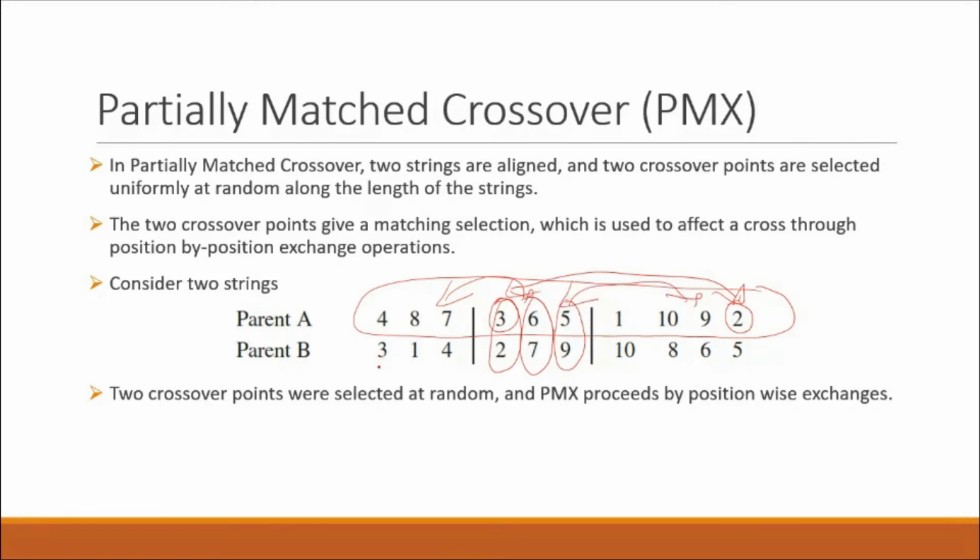In parent B also, 2 and 3 are swapped. Then 6 and 7 are swapped. And 5 and 9 are swapped. So that is what is the partially matched crossover.